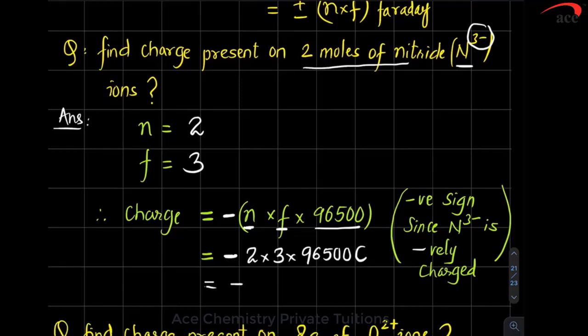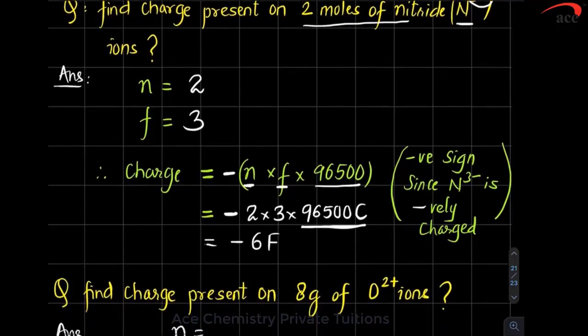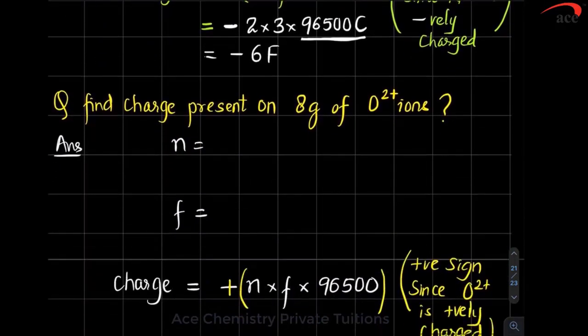If you want, you can write this as 6 Faraday. If you remember, 96,500 coulomb is 1 Faraday. So you can write minus 6 Faraday. We'll try to see a slightly different question.